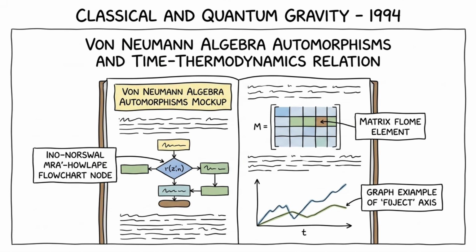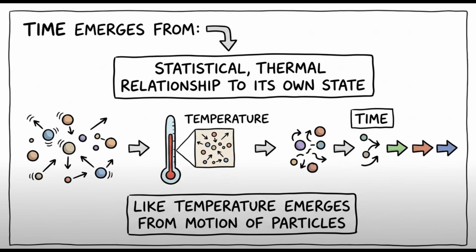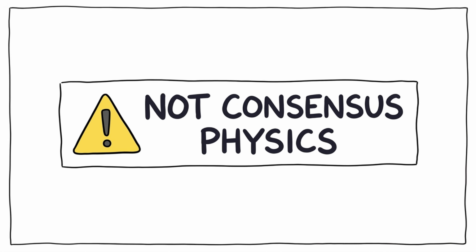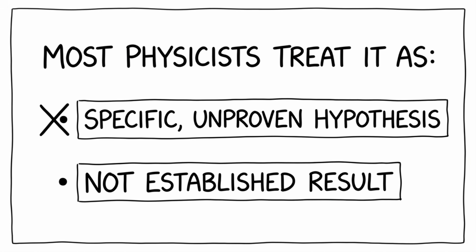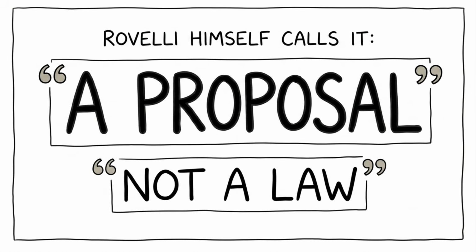They published "von Neumann algebra automorphisms and time-thermodynamics relation" in Classical and Quantum Gravity in 1994. Their central claim: time may not be fundamental to nature. It may emerge from a system's statistical, thermal relationship to its own state, the way temperature emerges from the motion of countless particles. This is not consensus physics. Most physicists treat it as a specific, unproven hypothesis, not an established result. Critics point out it depends on which statistical state you pick, and different choices give different times. Rovelli himself calls it a proposal, not a law.